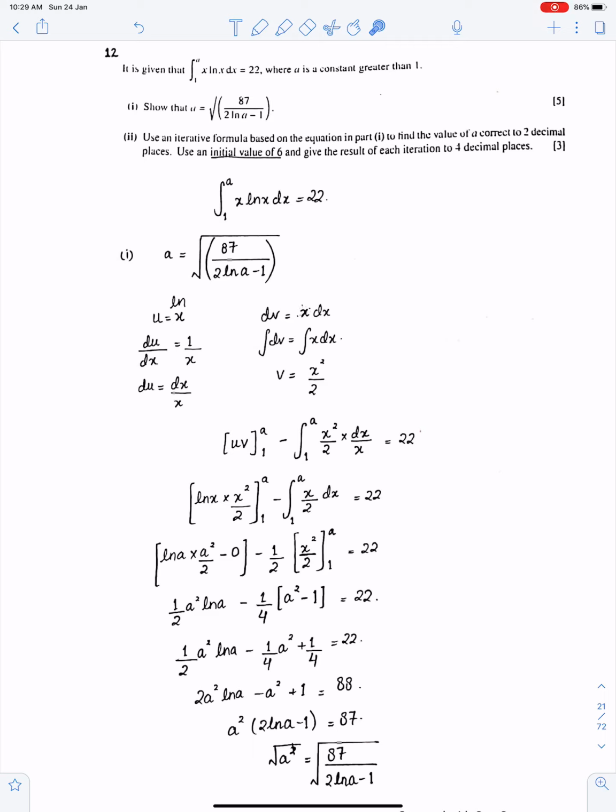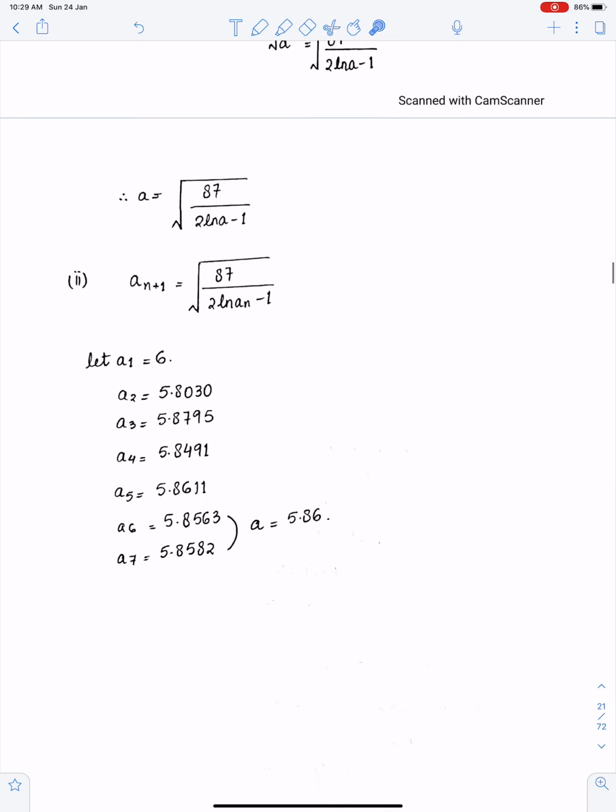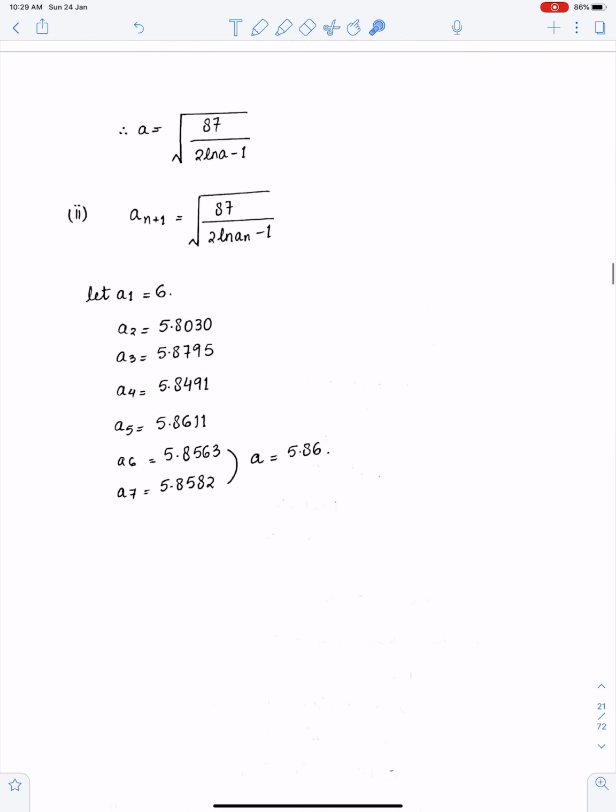Part 2, use an iterative formula based on the equation in part 1 to find the value of alpha, initial value 6. So you have to convert this answer into the iterative formula first. Write n plus 1 here and n here. Now put this equation in your calculator, then press the calculation button and put 6 in your calculator, press equal, and the calculator will give you this number, and you know how to complete this.